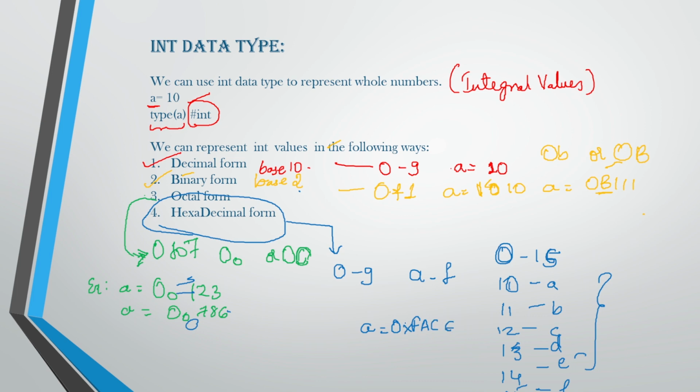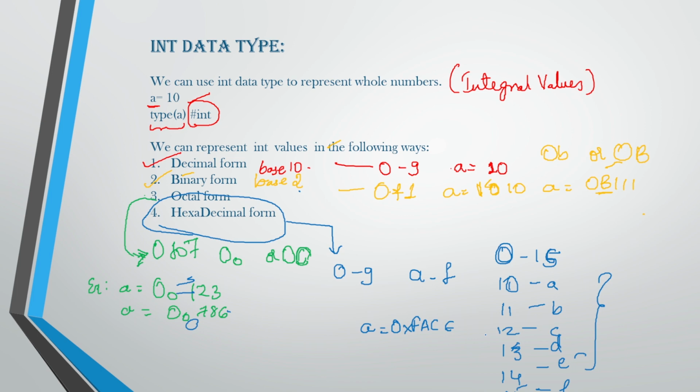Now this is going to be F is 15, A is 10, C is 12 and E is 14. So this is the value. Whatever output you are going to get, that will be the hexadecimal value. Now, being a programmer, we can specify literal values in decimal, binary, octal, and hexadecimal form. But PBM will always provide the values only in the decimal form.